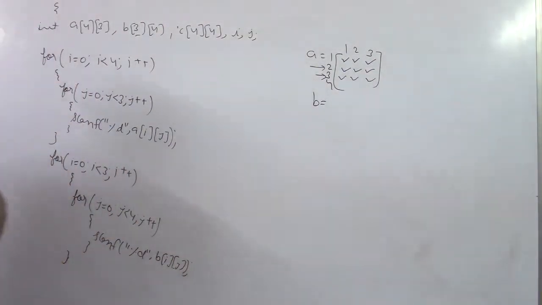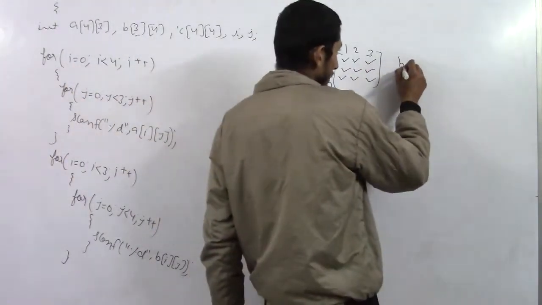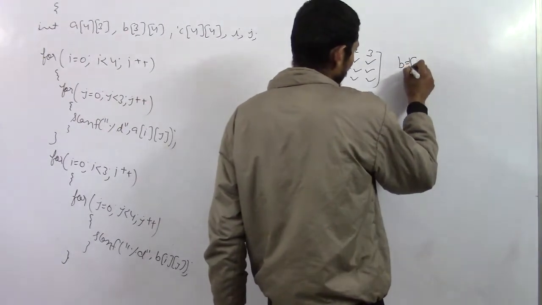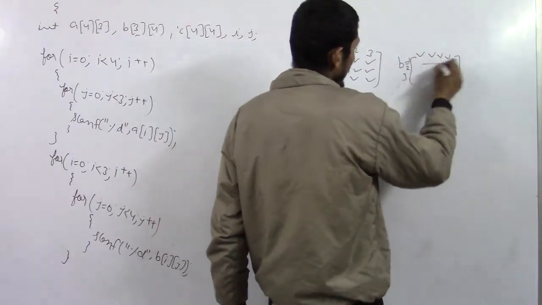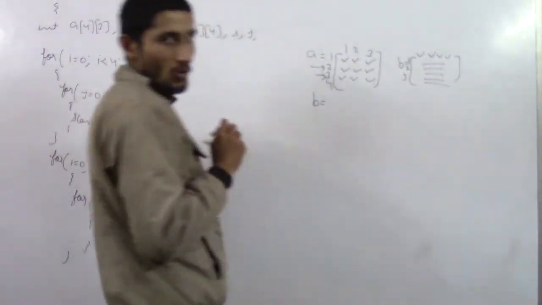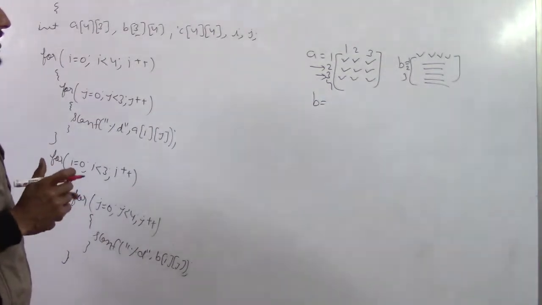Are you following this one? The size of B is 3 cross 4. So what will happen? I will take a matrix B, and it will take 1, 2, 3 rows and 1, 2, 3, 4 columns. So it will fill the matrix B. So till now what we have done? We have just put the values of A and B.